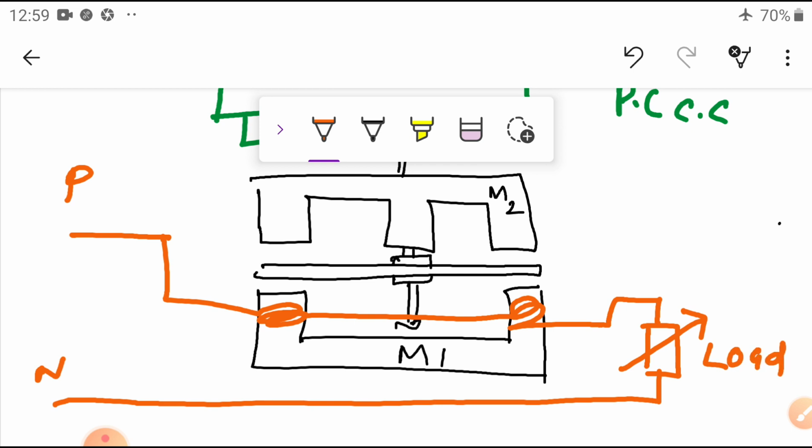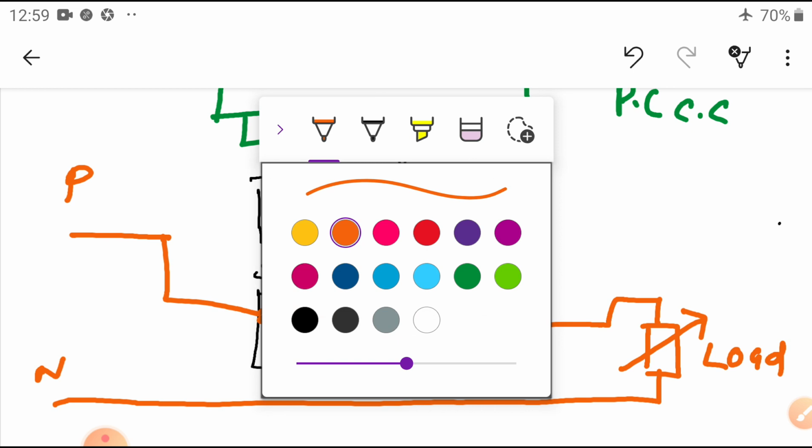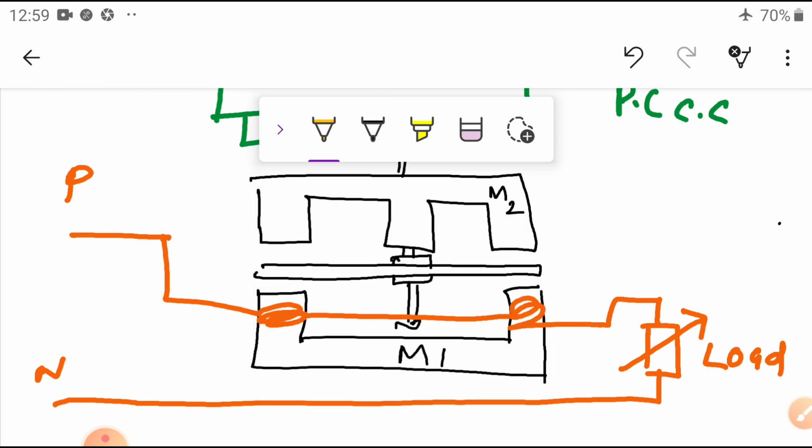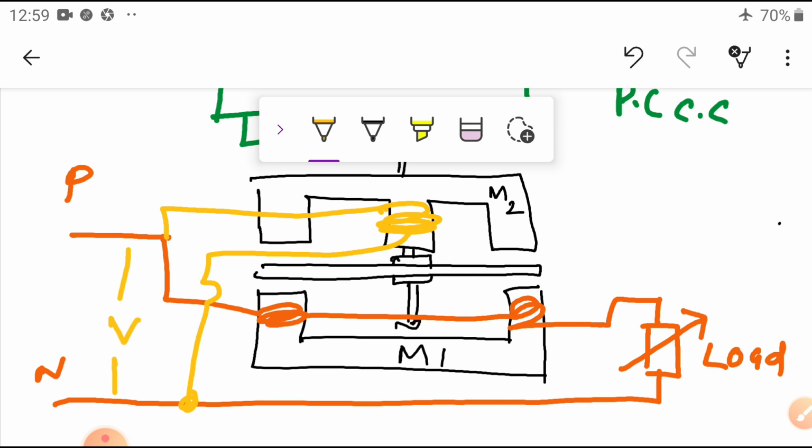Now another winding. Another winding is connected here, with a large number of turns of thin wire, connected to the same phase and to the neutral here. That means this is known as the PC coil, connected across the voltage, and the series coil is connected in series with the load current.